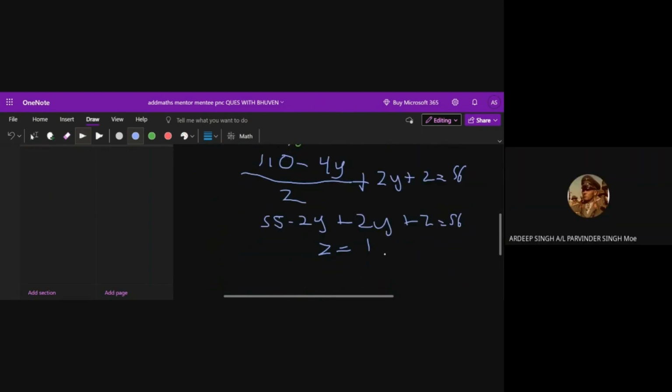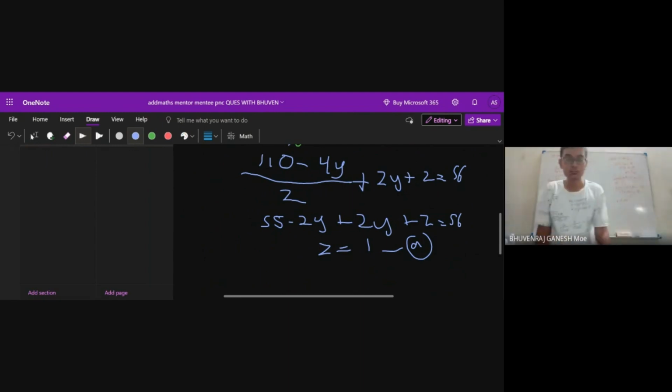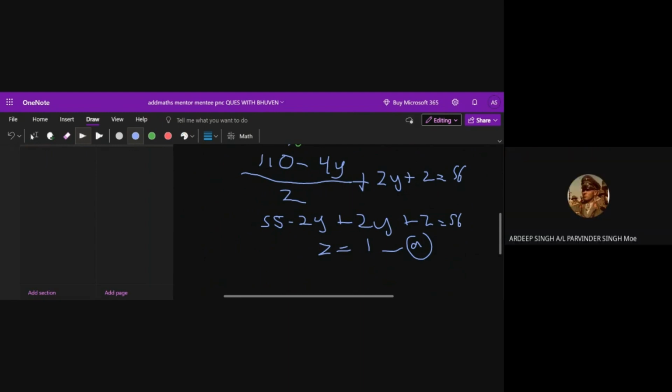Now z equals 1. What I do is I can use this one as A. Now I want to ask your advice: I already got z equals 1. In the real substitution method, we need 2 equations, then we can substitute each other, right?